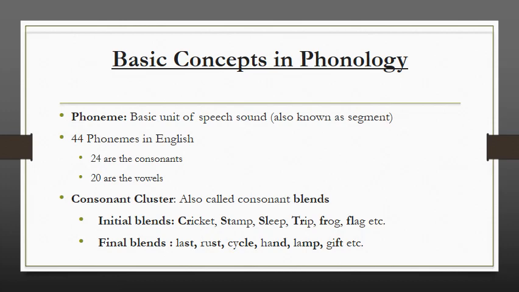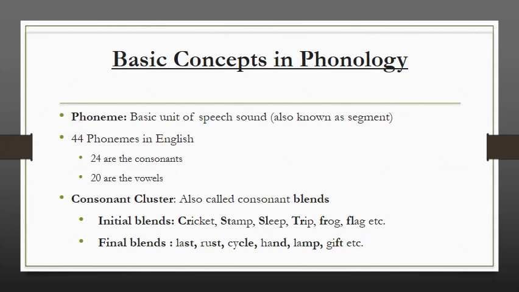So the next example is stamp. You may see that the letters S and T both are the consonants, but they both have independent sounds being pronounced in the word stamp. Next is sleep. S and L are the sounds that are being pronounced independently in the word sleep. And same is the case with the next examples: trip, frog, flag, and so on. So in these examples, the blend is appearing at the initial position, at the starting position of the word. So these are the initial blends.